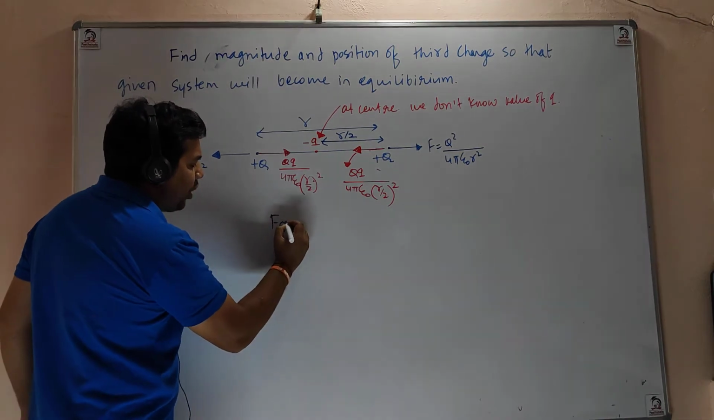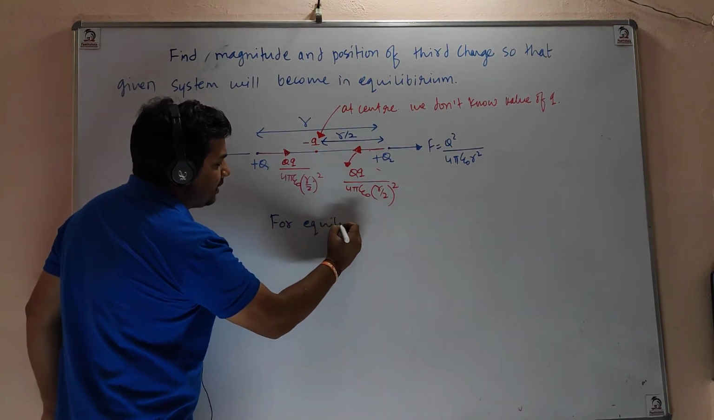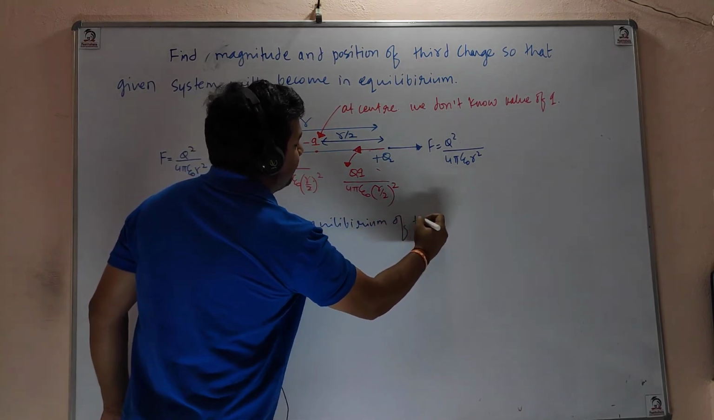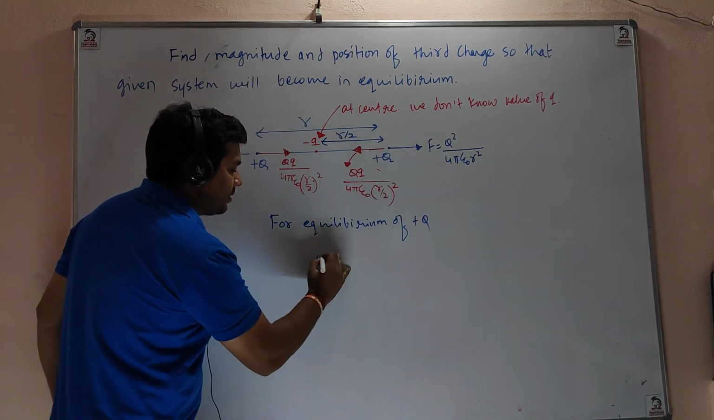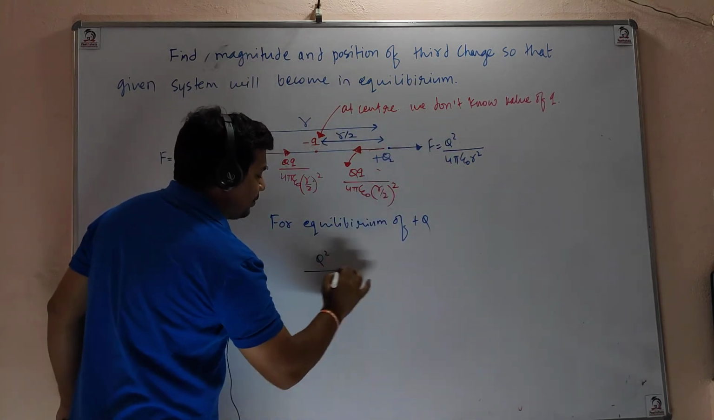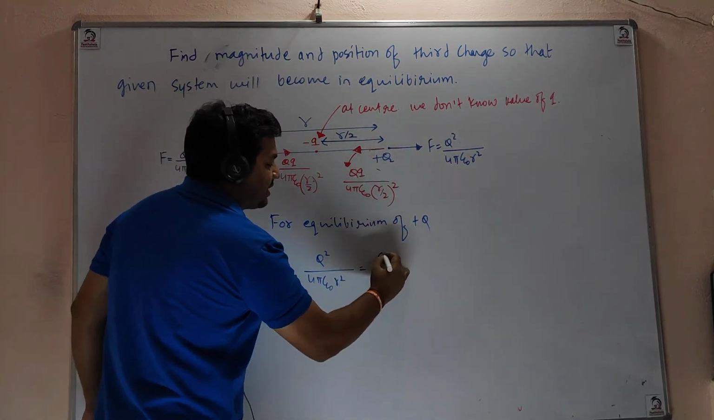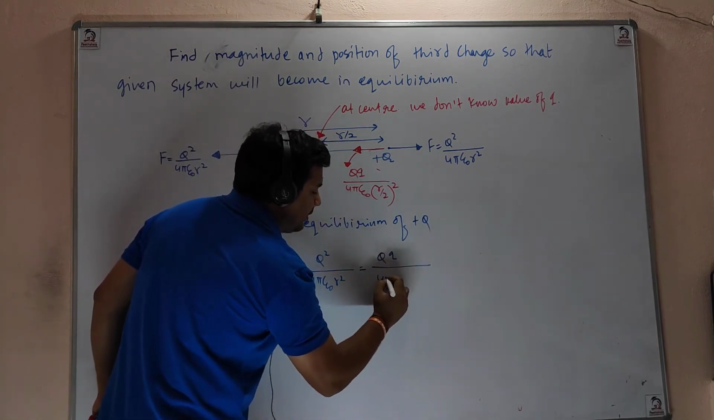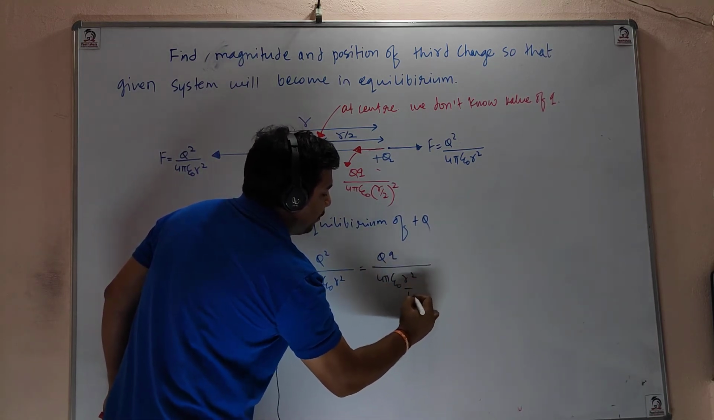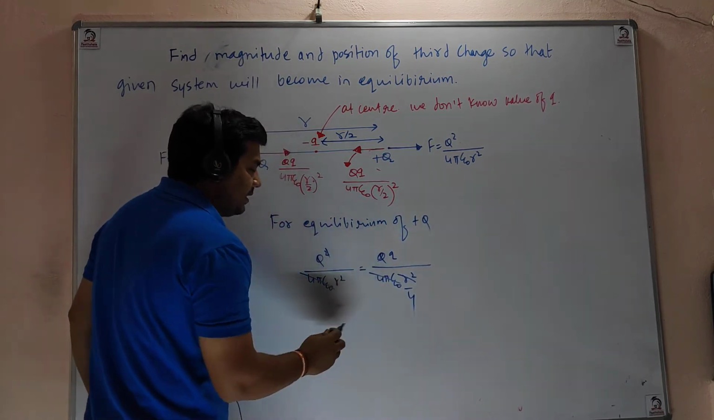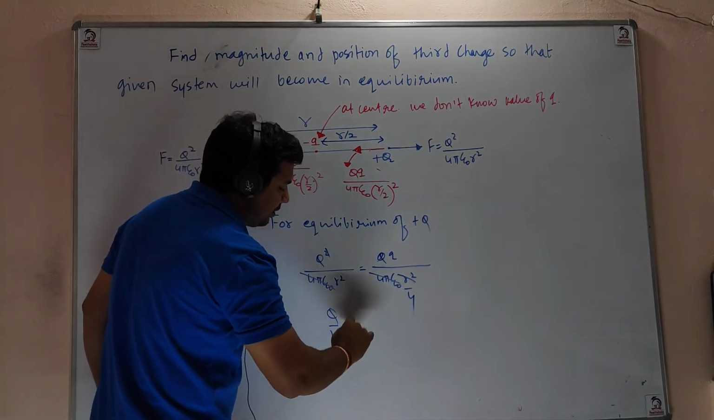So we can write for equilibrium of plus q, the right hand side force q square by 4 pi epsilon naught r square must be equal to the left hand side force capital Q small q divided by 4 pi epsilon naught r square by 4. Cancel this, 4 will come upward, so you will get q by 4 is equal to q.